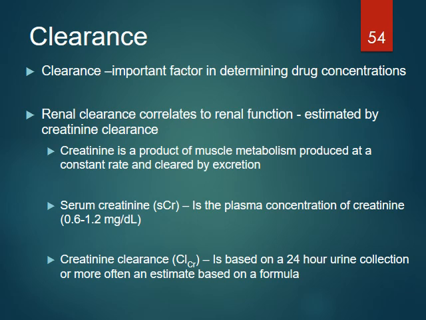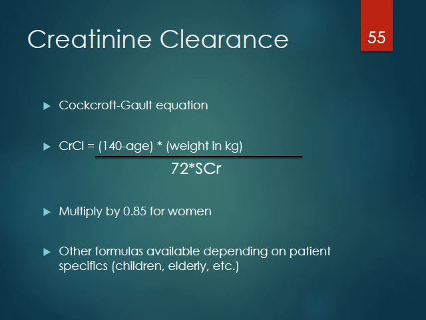That's possible, but it's hard to get someone to actually collect their urine for 24 hours, and again, it takes 24 hours to actually collect that. So most often what we're going to do is measure creatinine clearance based on a formula. The formula we use for most healthy adults is going to be the Cockcroft-Gault equation.